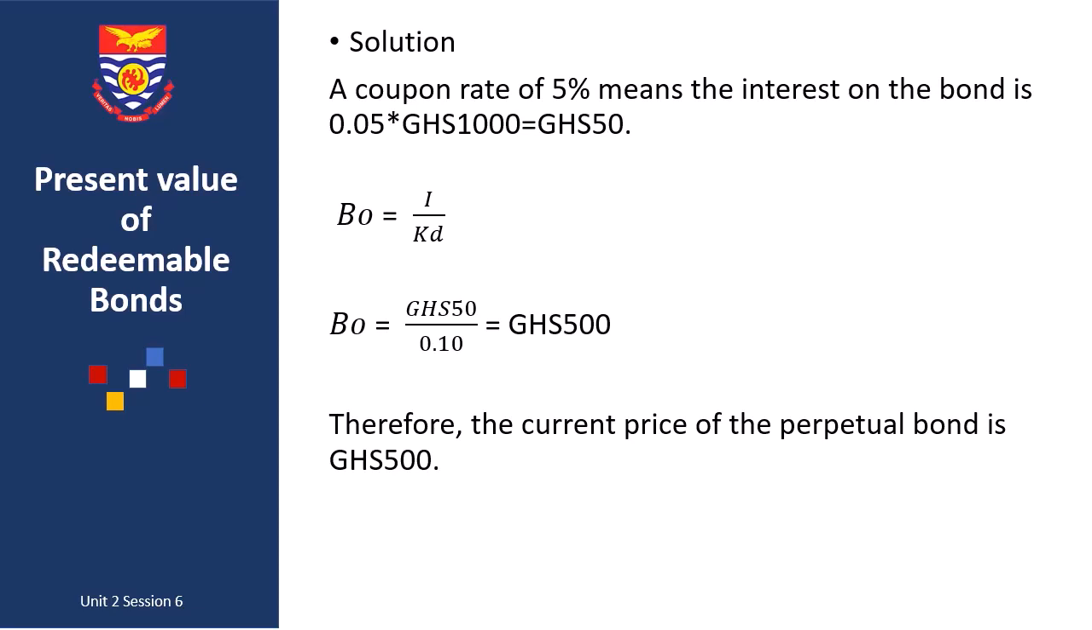So coupon rate is 5%. As I said, the bonds are issued in thousands. So anytime they don't give you the face value, you assume it to be 1,000 Ghana cedis. So 0.05 times 1,000 will give us 50 Ghana cedis. It means every year you are going to receive interest of 50 Ghana cedis. We divide by the cost of debt because the bond is issued irredeemably. So the price of the bond will be 50 over 10%, which is 500 Ghana cedis.